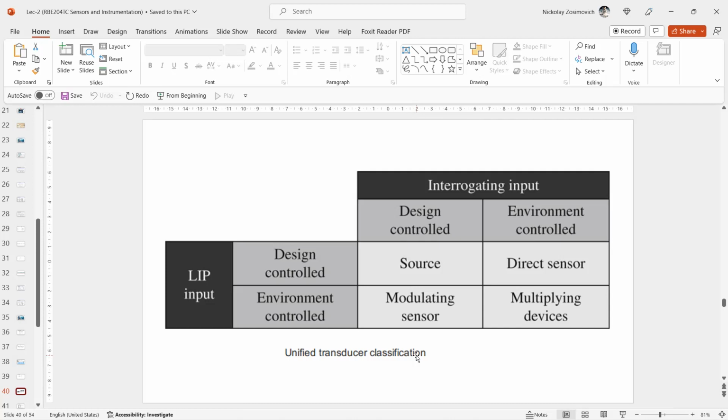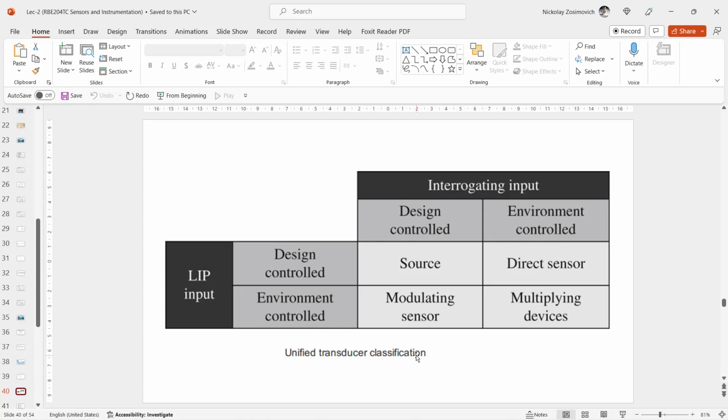Second, design-controlled LIP input and environment-controlled interrogating input. Since the latent information parameters are fixed by design, the output depends only on what is connected to the interrogating input. When this is a measurand, the transducer behaves as a direct sensor.